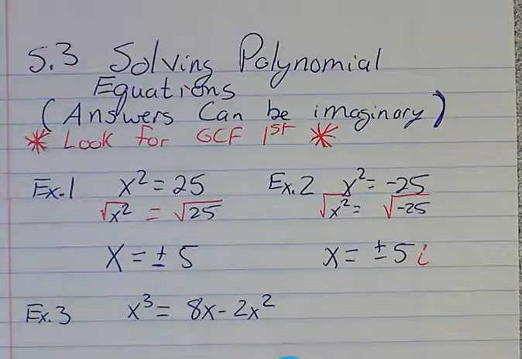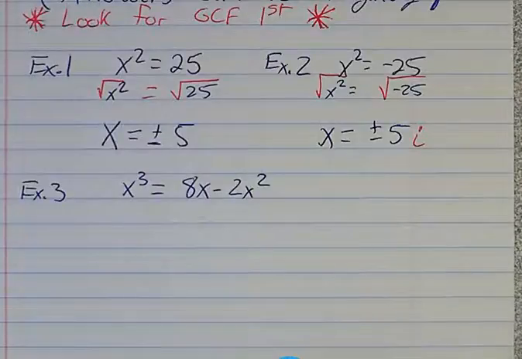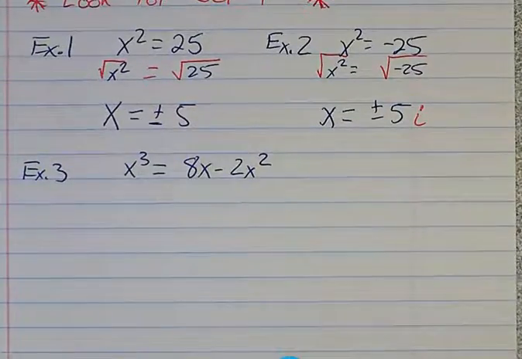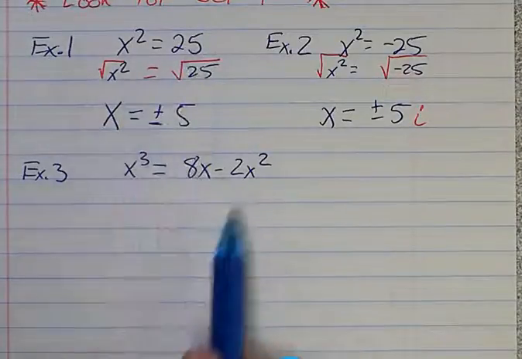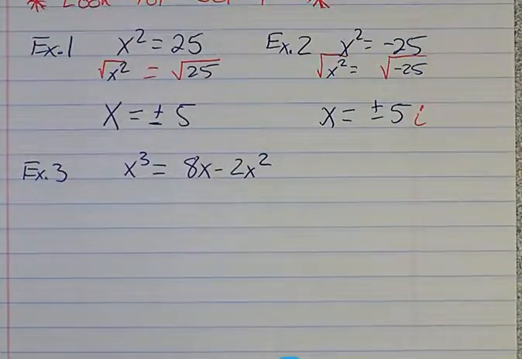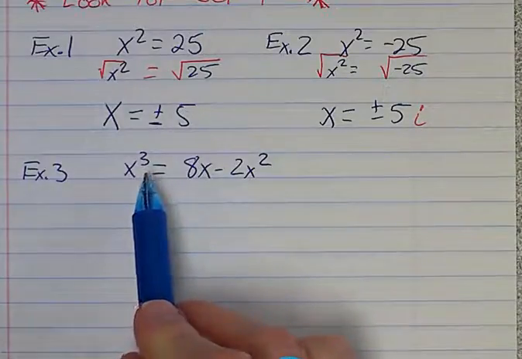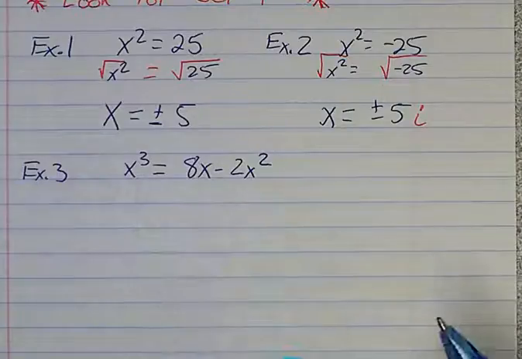For example 3, let's go with x to the third equals 8x minus 2x squared. And this one really looks similar to what we were doing yesterday. We don't have just x squared and a number, so for this one, you're going to have to factor and solve. Usually the easiest thing to do is to make sure your highest powered term, which in this case is x to the third, is positive; it usually makes it easier to solve.